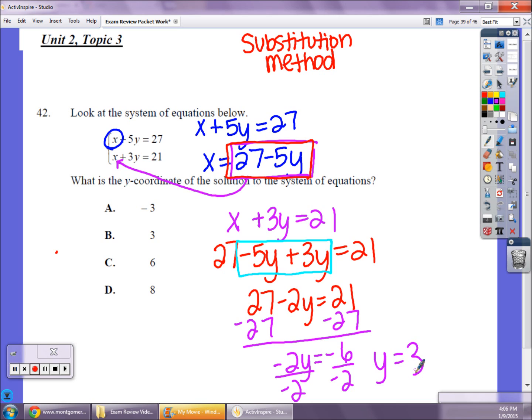And the question asked for the y-coordinate. So we've answered this question. Y is equal to 3. That's going to do it for questions 40, 41, and 42.